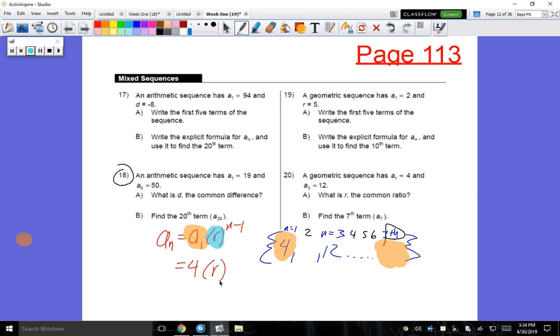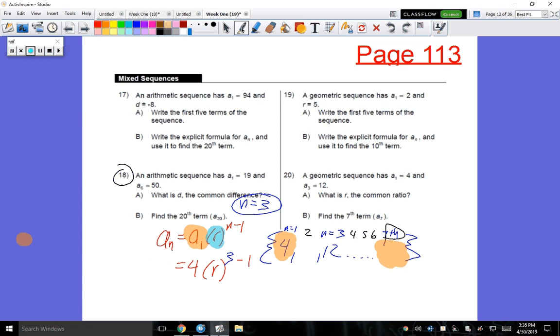Do I know n? Yeah, what's n? Not 1, and this is where confusion plays in. Not 1, it's actually 3. Watch how I'm going to do this. n is 3. So a sub 3 would equal 4 times r to the 3 minus 1. Can someone tell me what a sub 3 is? 12.